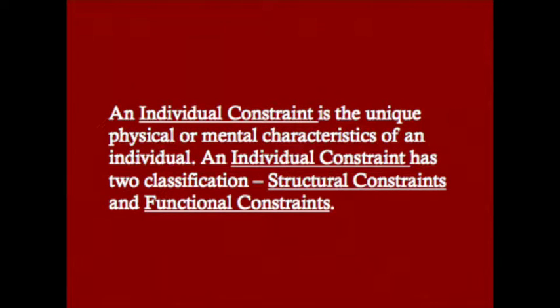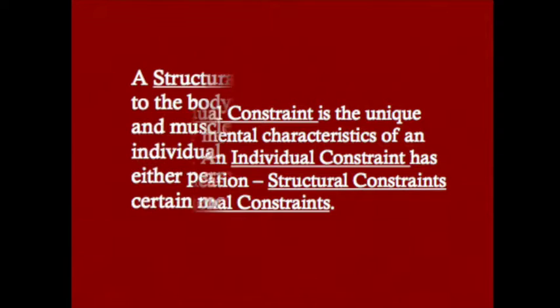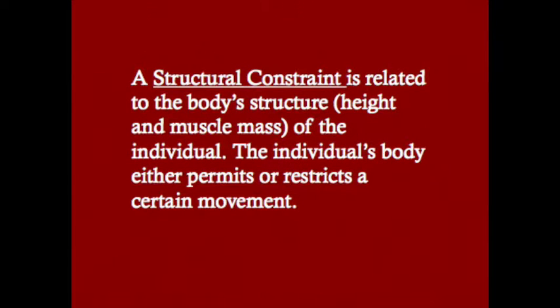An individual constraint is the unique physical or mental characteristic of an individual. There are two classifications, structural and functional constraints. A structural constraint is related to the body structure, height, and muscle mass of the individual. An individual's body either permits or restricts a certain movement.